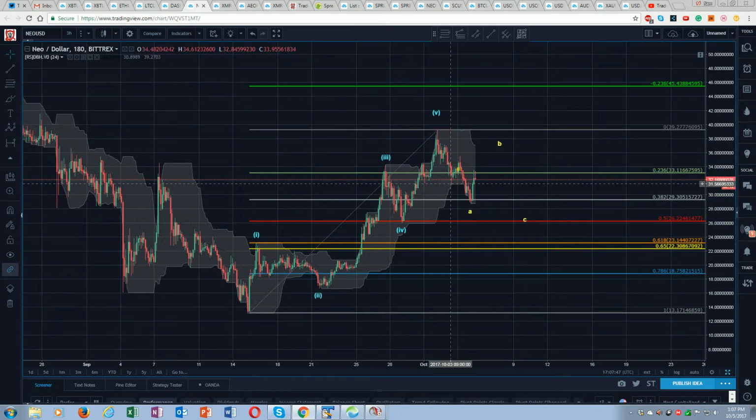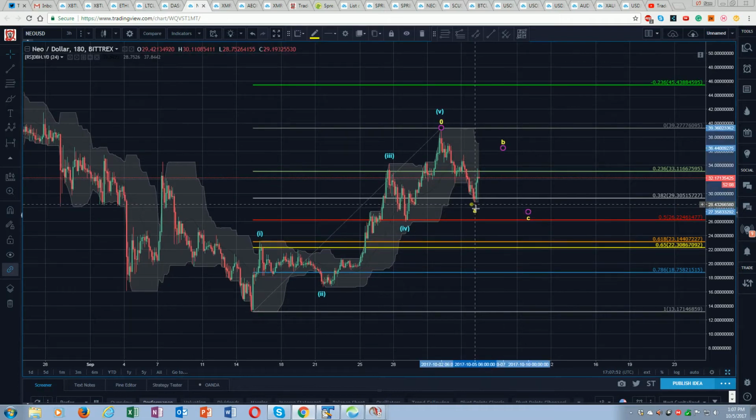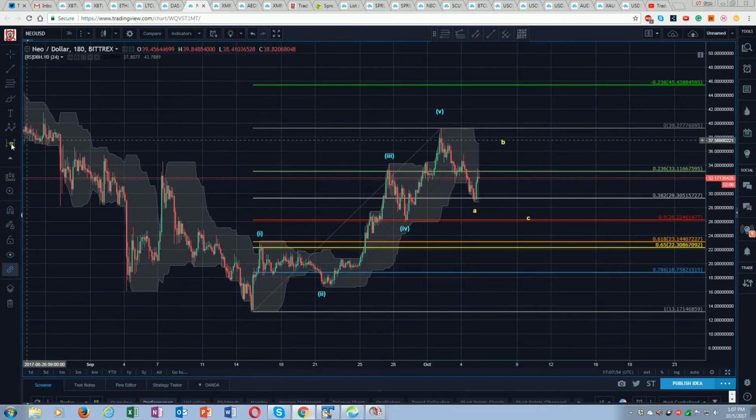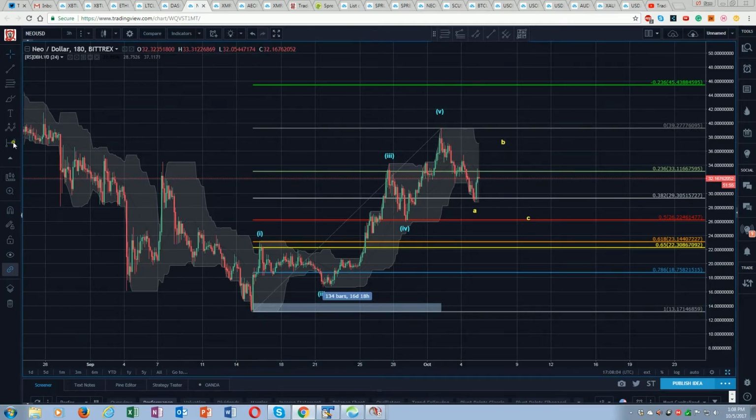But this kind of looks to me like we're more likely to have had a 1, 2, 3, 4, 5 leading diagonal into an A wave, right? We also have something I've shown you before. If we look at the length of time of this impulsive move, that's 134 bars, and our correction is kind of short. What do we got there? 23 bars.